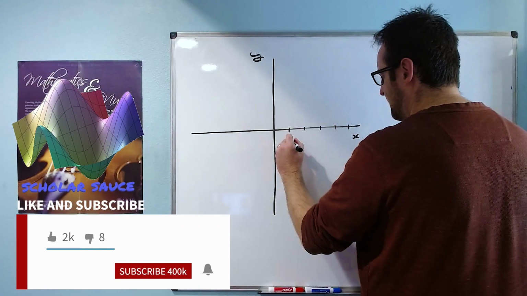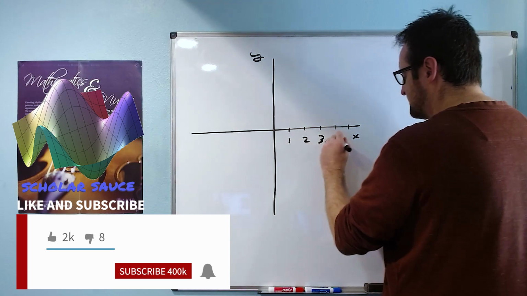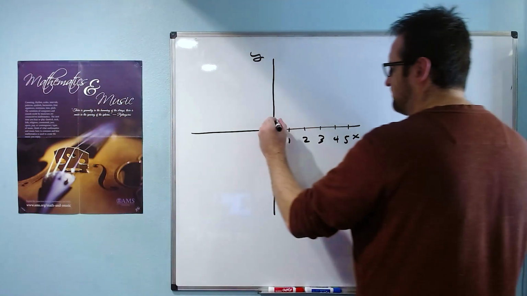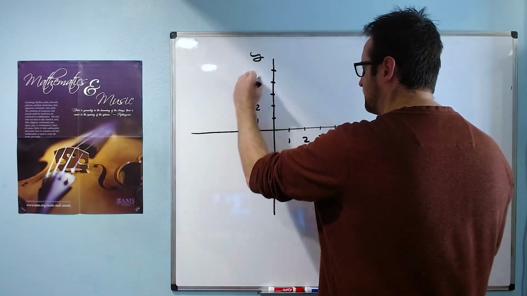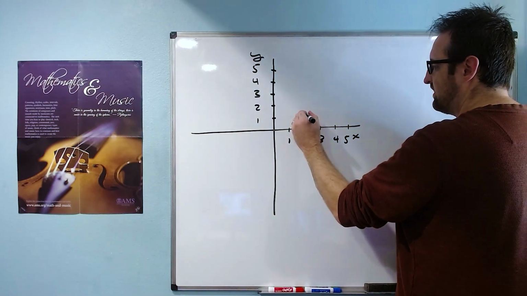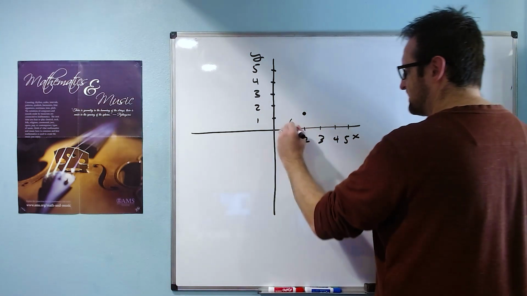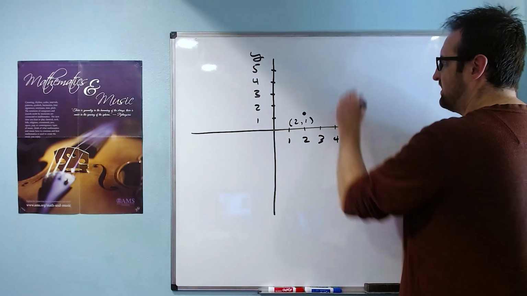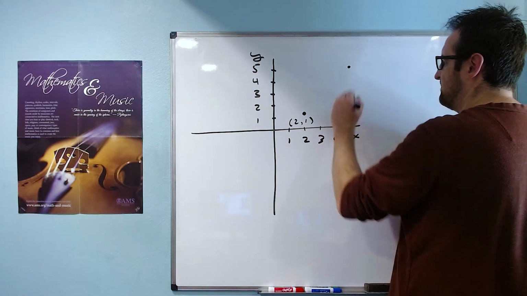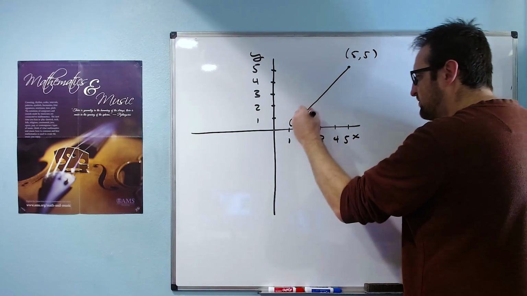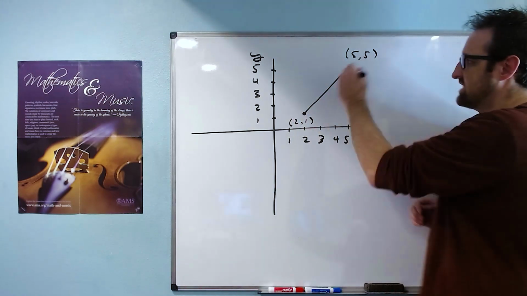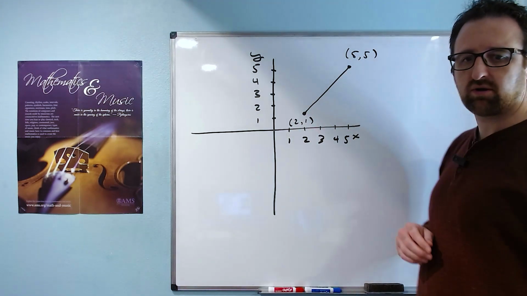But anyway, so here it has tick marks, 1 through 5. And suppose we had a point here at 2, 1, so that's the coordinate here, and another point here at 5, 5. How would we compute the length of the line segment between these 2 points? That's what we're going to look at today.